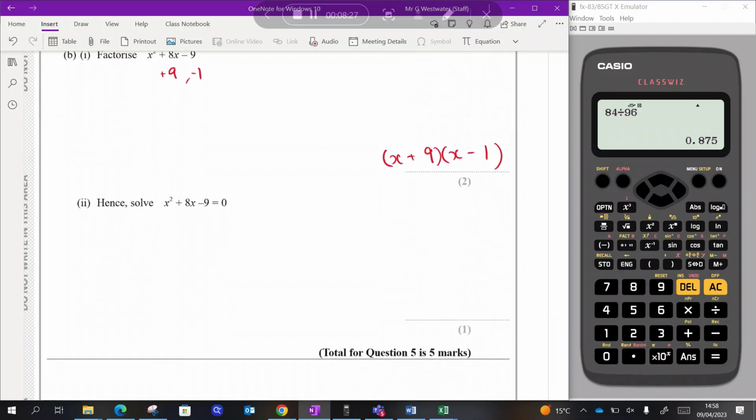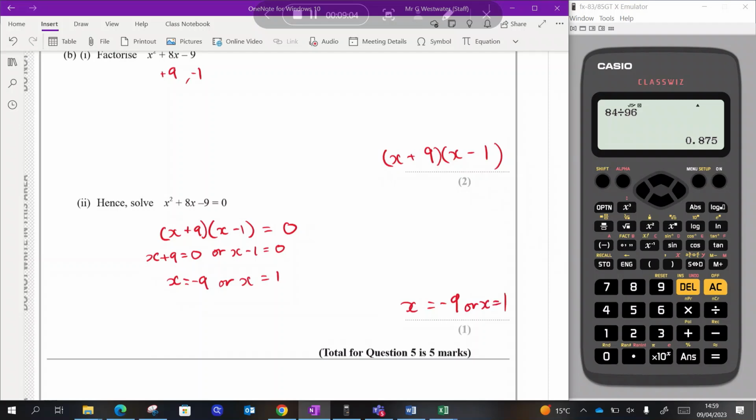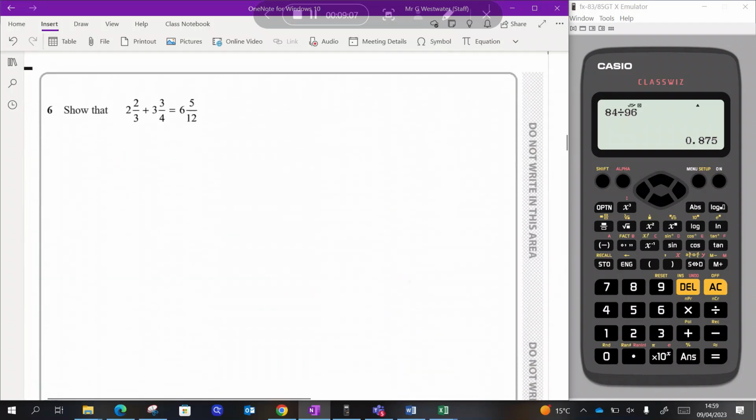And for B part 2, if this x plus 9 times x minus 1 equals 0, then we can apply the zero product principle. In other words, if 2 things multiplied together equal 0, then either the first one equals 0 or the second one equals 0. So either x plus 9 equals 0 or x minus 1 equals 0, and therefore x equals minus 9 or x equals 1. Okay. Lovely. On to question 6.